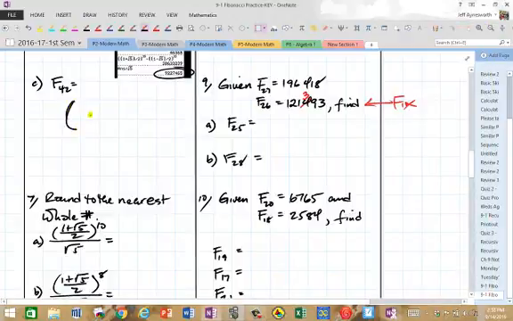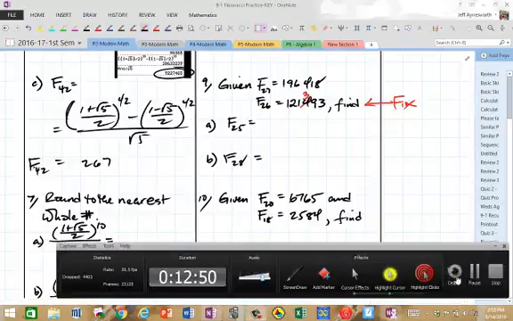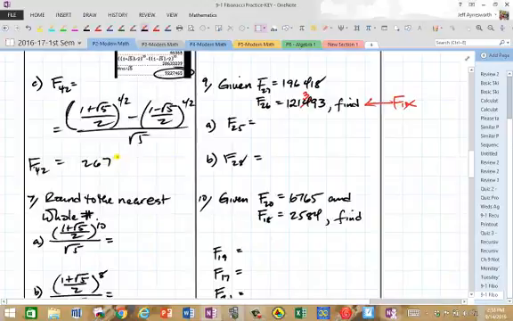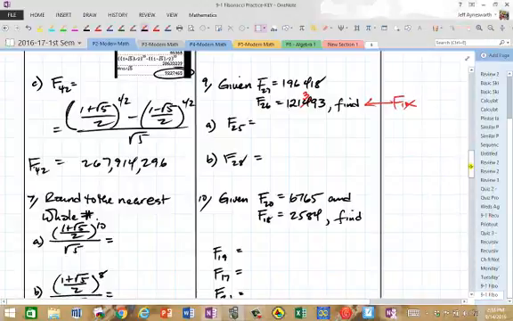Okay, so let me write this out first. So 1 plus the square root of 5 divided by 2 to the 42nd power minus 1 minus the square root of 5 divided by 2 to the 42nd power, divided by root 5. So the 42nd Fibonacci number is 267,914,296. Let me check to see if this is right. Yeah, 267,914,296. That's your 42nd Fibonacci number.